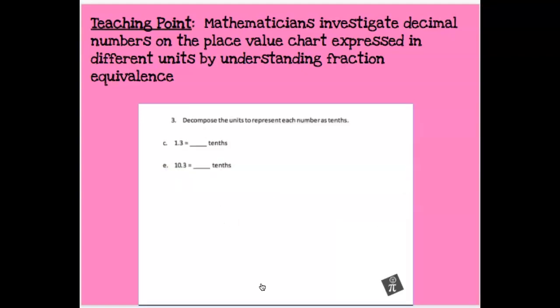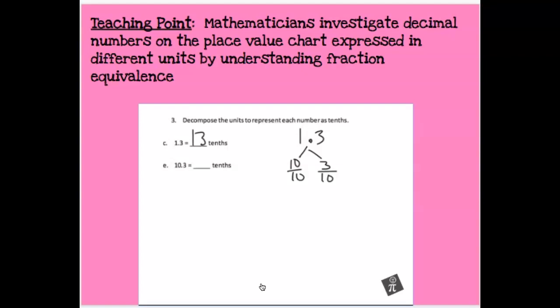Now what we're going to do is we're kind of removing the scaffolding and allowing our students to choose either the area model or the place value system, the dots, the place value discs. We're going to convert 1.3 into tenths. So I know that 1 whole is 10 tenths, and I know that 0.3 is 3 tenths, so that becomes 13 tenths. That's one way to think of it.